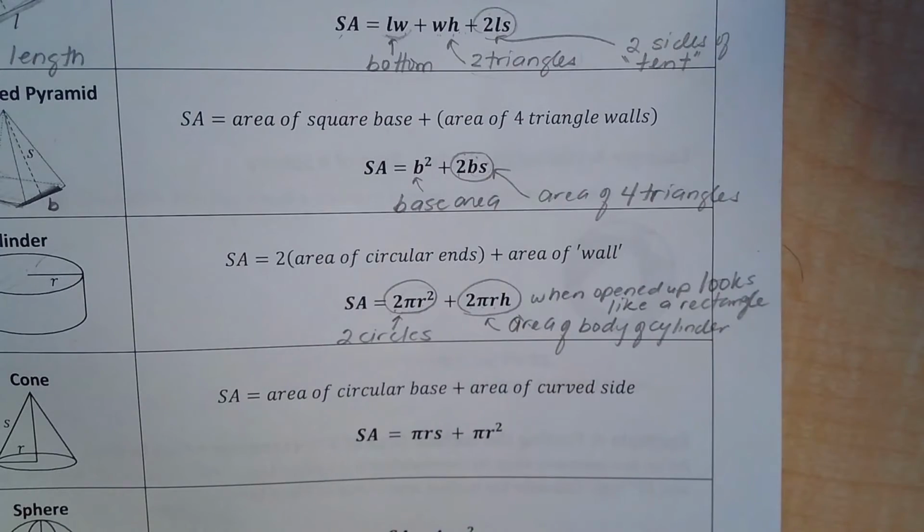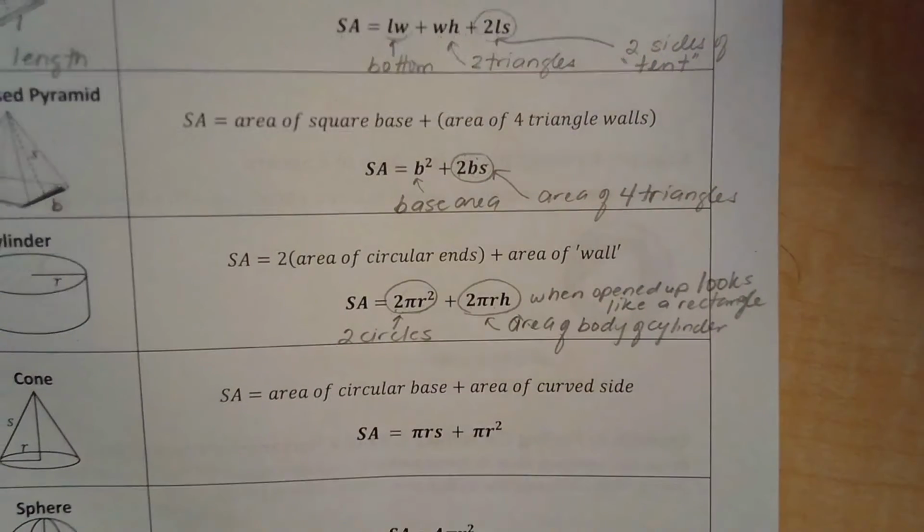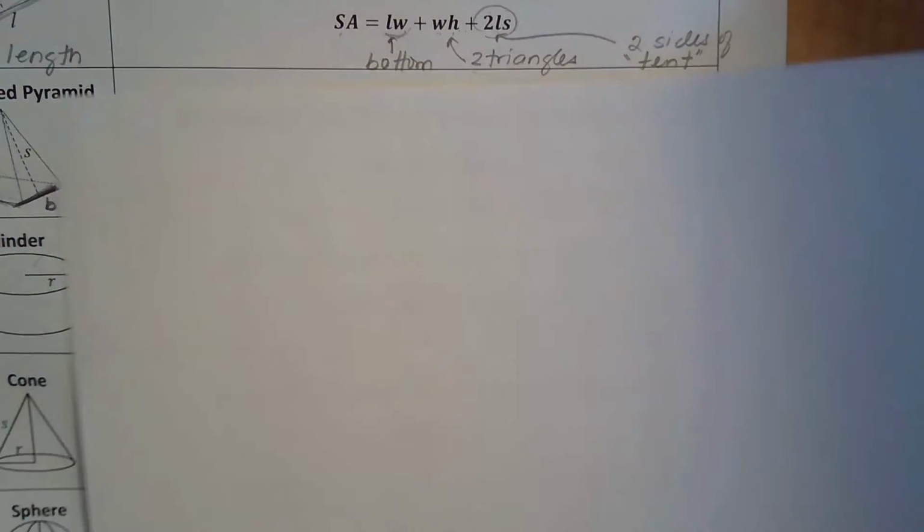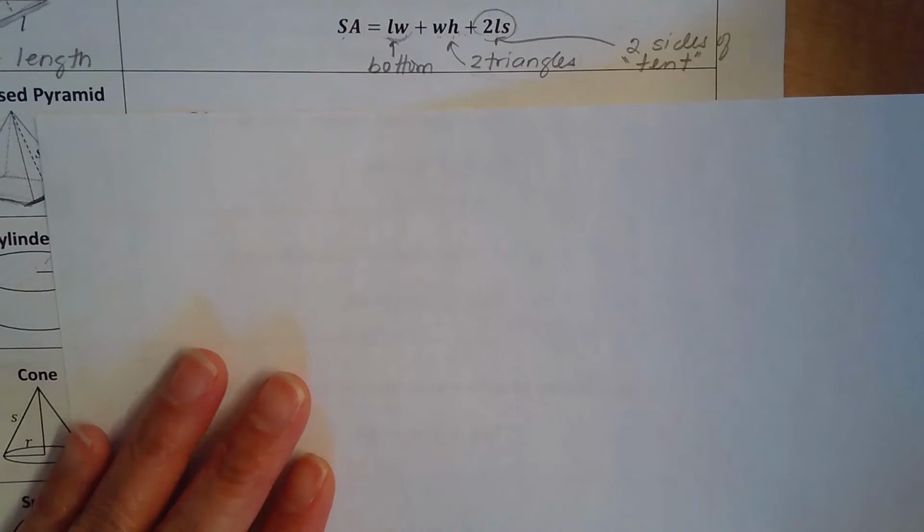Okay, so let's see here. Why is it 2 times pi times r times h? That's a good question, right? Were you wondering why it's 2 times pi times r times h? Are you wondering about that? Okay, I'll explain it.